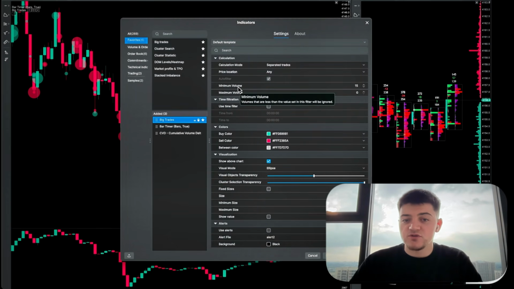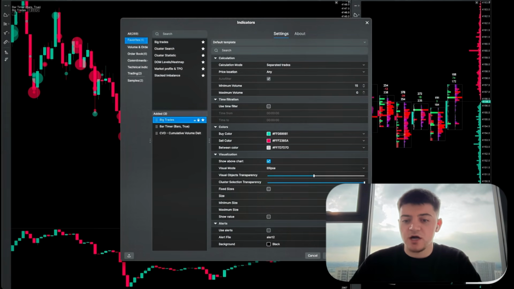You can actually see over here, if you just hover over, it will show you what this means. Okay, so each use case and what it means. But I trade gold, so mine is going to be 15. But let's say you trade ES or NQ, you might need to change this minimum volume, especially if you're trading crypto. You'll definitely need to change this. But these are my settings.